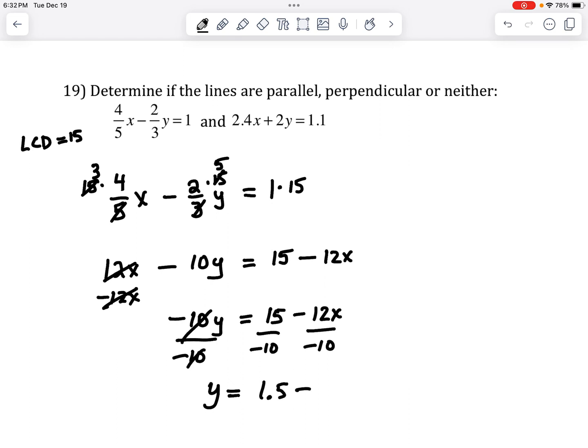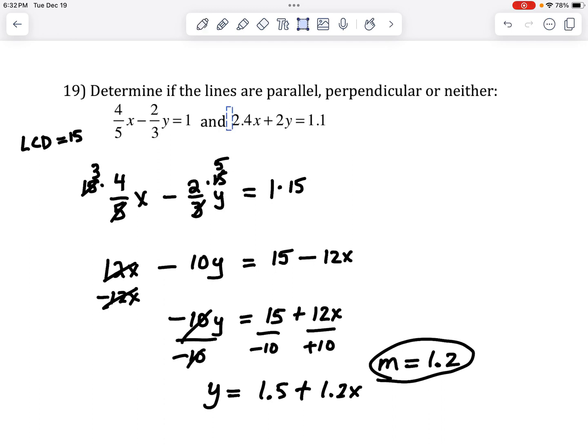And then actually that's negative times negative is positive. And then a 12 divided by 10 moves the decimal over, so it's 1.2x. So that means the slope for this one is a 1.2, and it's positive. All right, now let's do the other one.